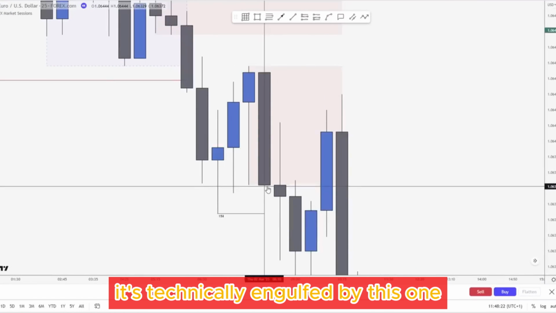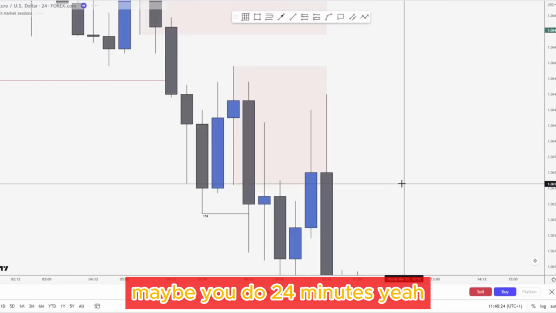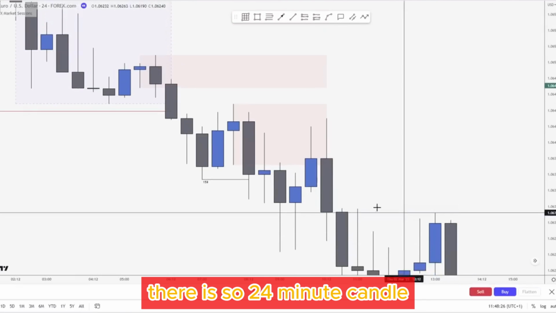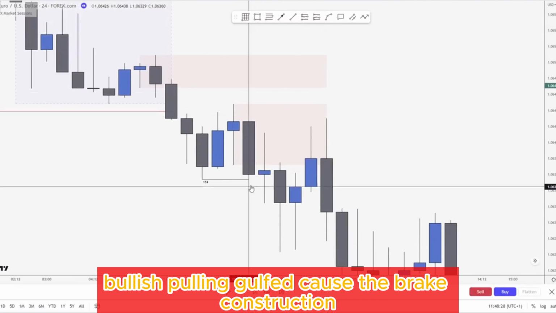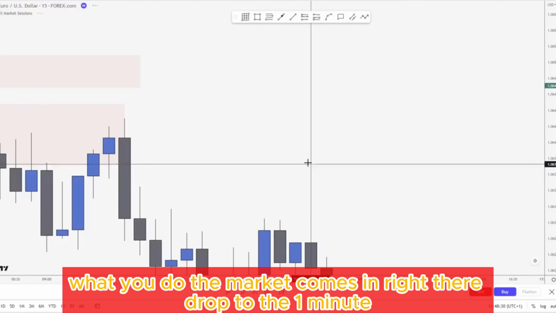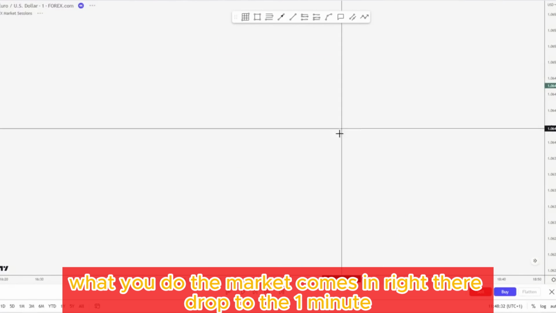I mean, the 25 candle is technically engulfed by this one. Maybe you do 24 minutes. Yeah, there it is. So 24-minute candle, bullish, fully engulfed, caused the break of structure. What you do, the market comes in right there, drops the 1 minute.